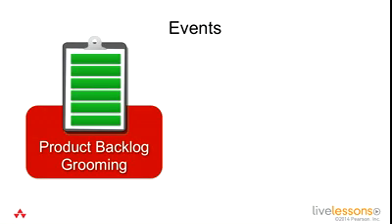We previously talked about the product backlog, and we need to know that it's dynamic. It's always changing. So we need to have some event where we actually go back and look at the product backlog and refine it. That's called a product backlog grooming method, and often called a refinement meeting when you look at some of the scrum.org documentation.